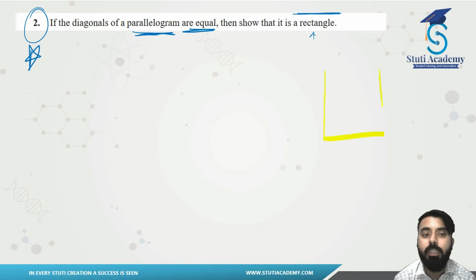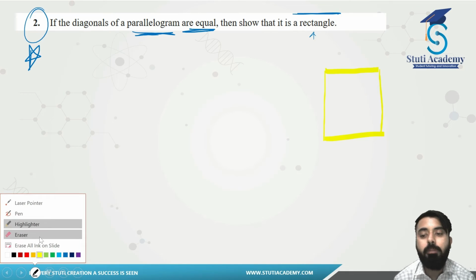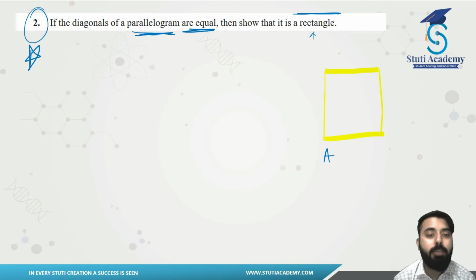You can draw it as a parallelogram also. So let's say this is the figure right here. Let's say ABCD is a parallelogram. For a moment, ABCD is a parallelogram. Its diagonals are equal. So AC equals BD.